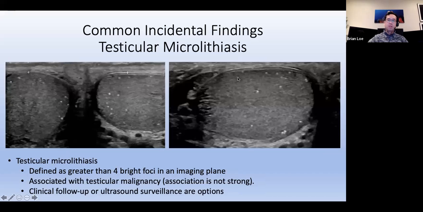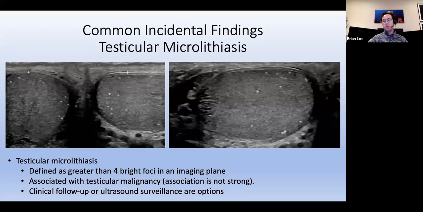Okay, so we often see these bright dots inside the testis. They're quite bright. So these are calcifications. These are what we call testicular microlithiasis. We need to see at least 4 in one imaging plane. There is an association with testicular malignancy, but the association is not a strong one. And usually we just follow these clinically.